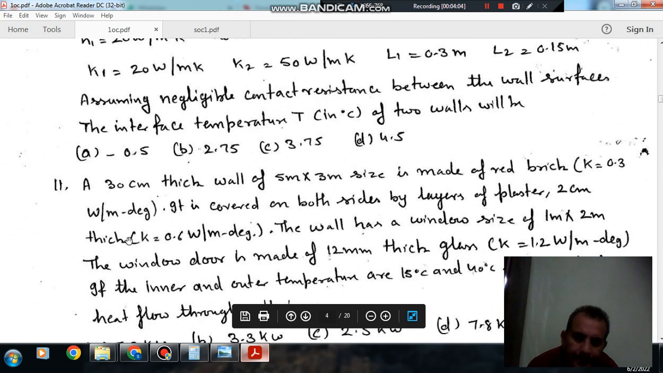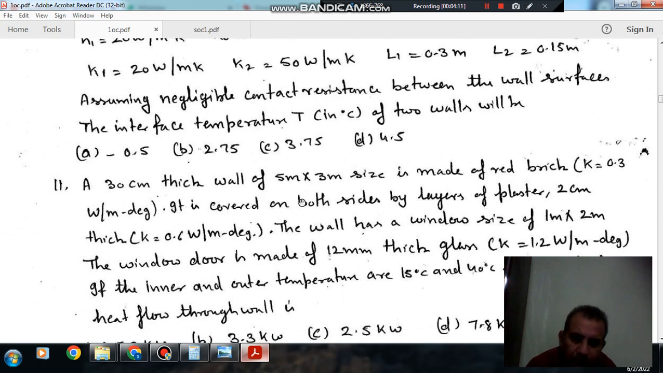Next, a 30 centimeter thick wall of 5 meter by 3 meter size is made of red brick. K is equal to 0.3 watt per meter per degree. It is covered on both sides by a layer of plaster.